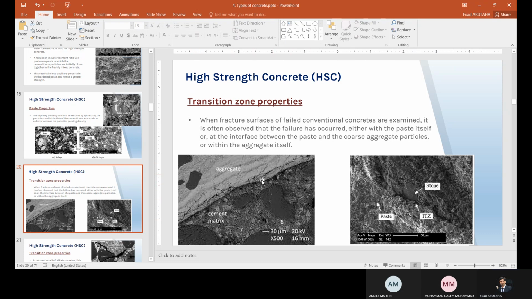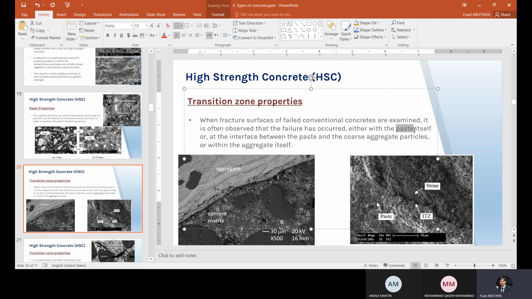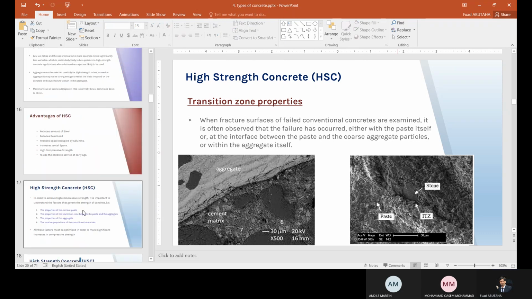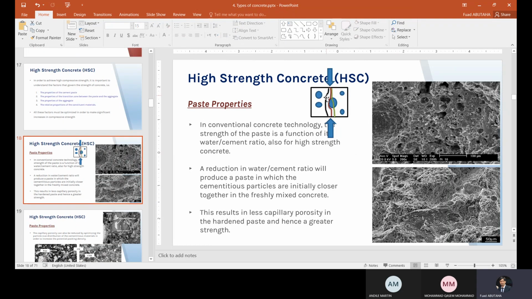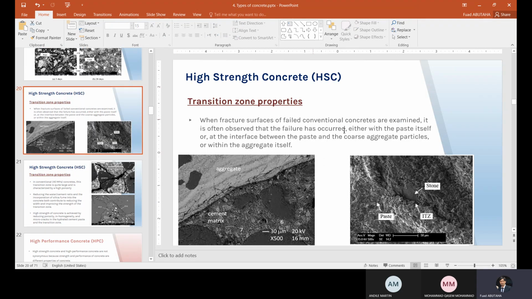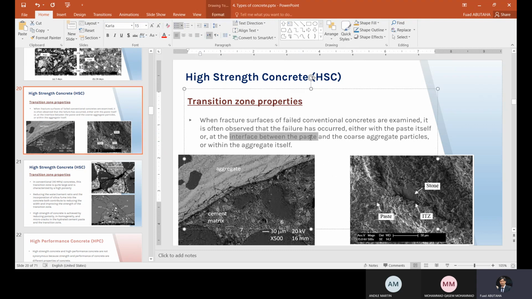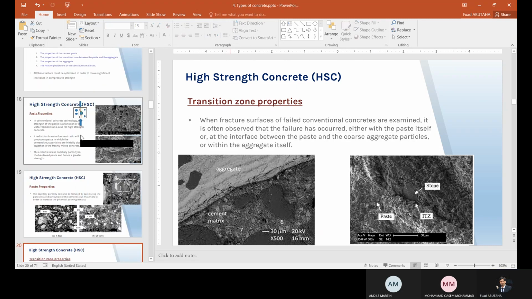When fracture surfaces of conventional concrete are examined, it is often observed that the failure has occurred either within the paste itself, or at the interface between the paste and the coarse aggregate particle, or within the particle itself. We already discussed this one.